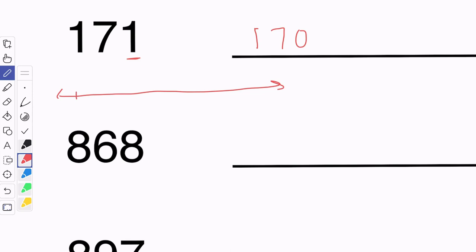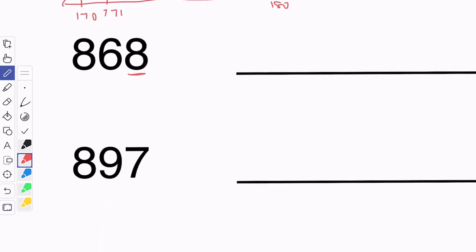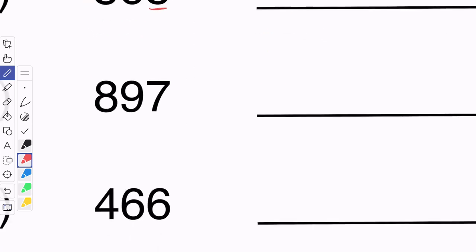We have 170 to 180, and 171 falls right around here, and that's so much closer to 170 than it is to 180. For the next one, we're going to round up since the ones digit is above 5, so the nearest 10 is going to be 870.